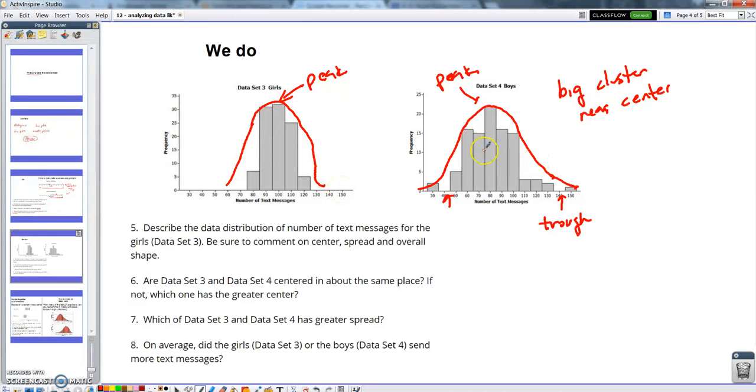So that means whatever that middle part is, that's pretty much most of the people, like most of the girls are here, pretty close to that middle, and most of the boys are here. Pretty close to that middle. So they're pretty clustered around the center. Sometimes we also call that bell-shaped. It looks kind of like a bell.